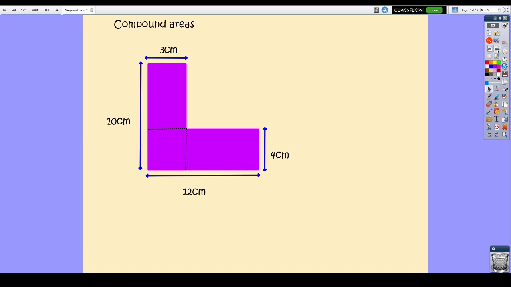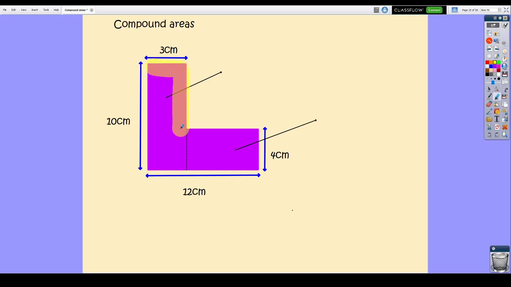So 2 should be sufficient. So I'm going to split my shape up vertically here with this line straight downwards, where we've got the split of our shapes. And then we've got our 2 rectangles to work out. Now the first one to calculate should be nice and straightforward.